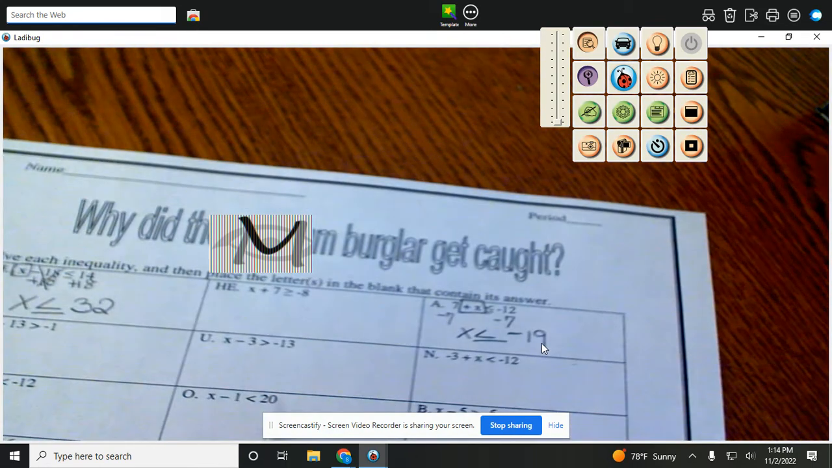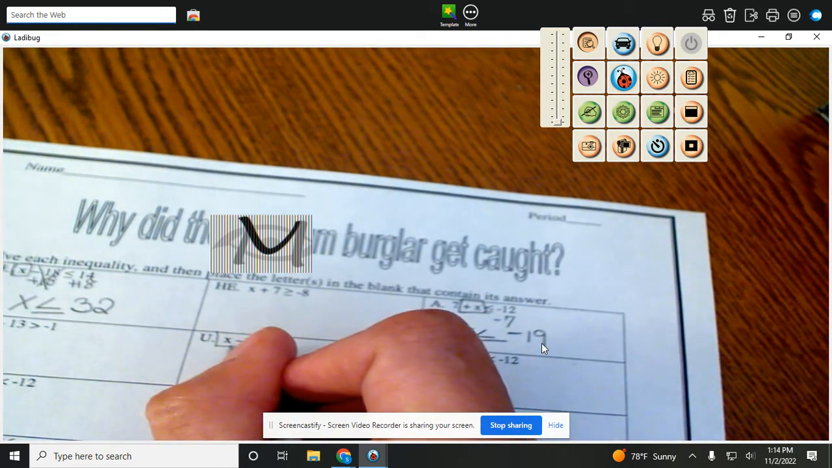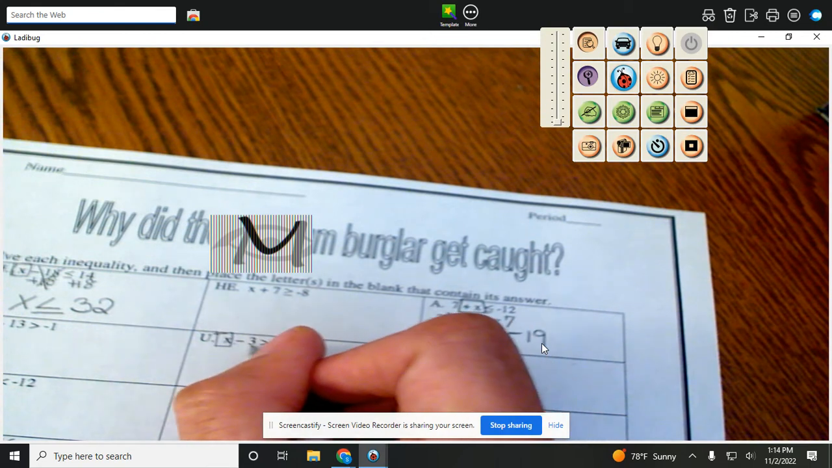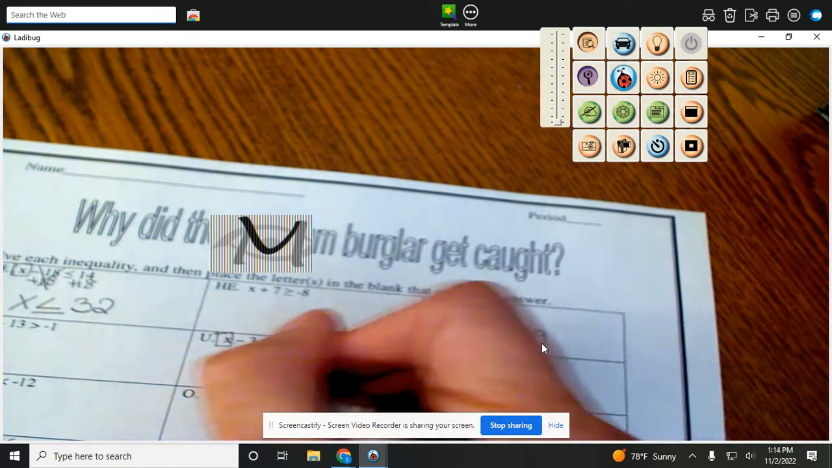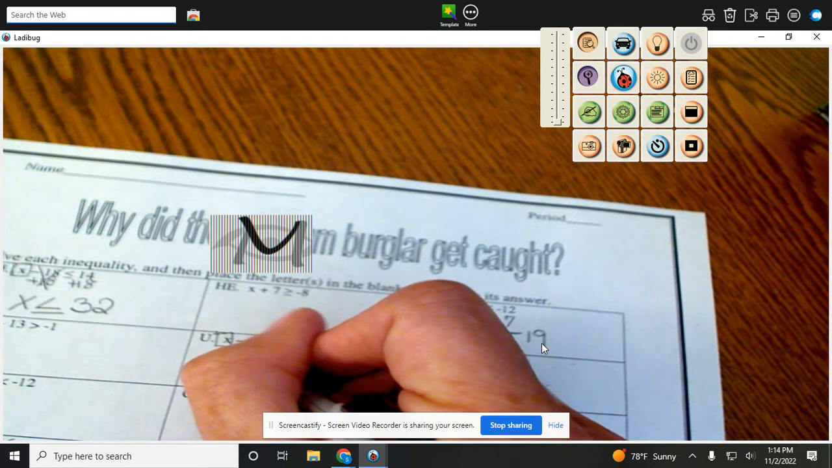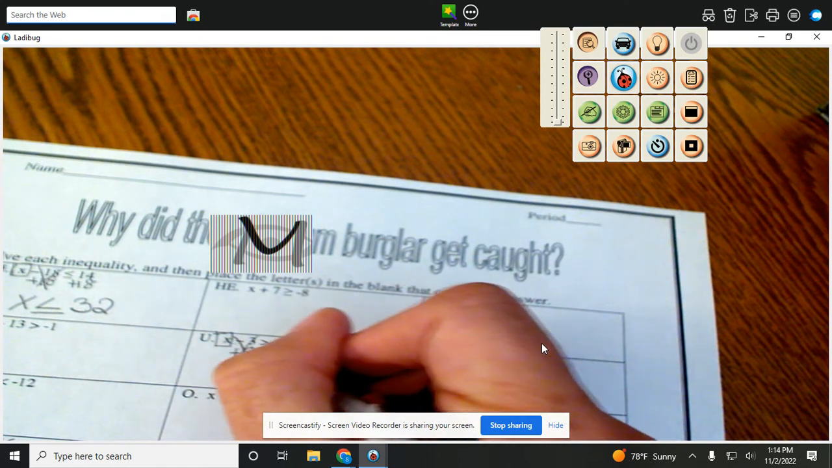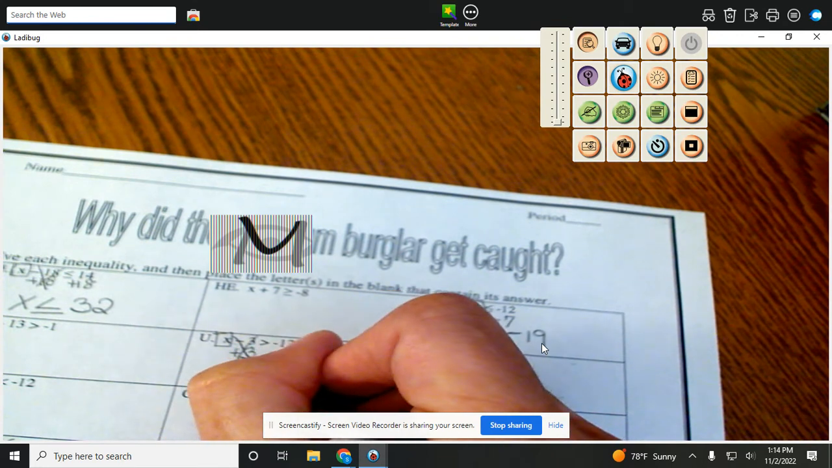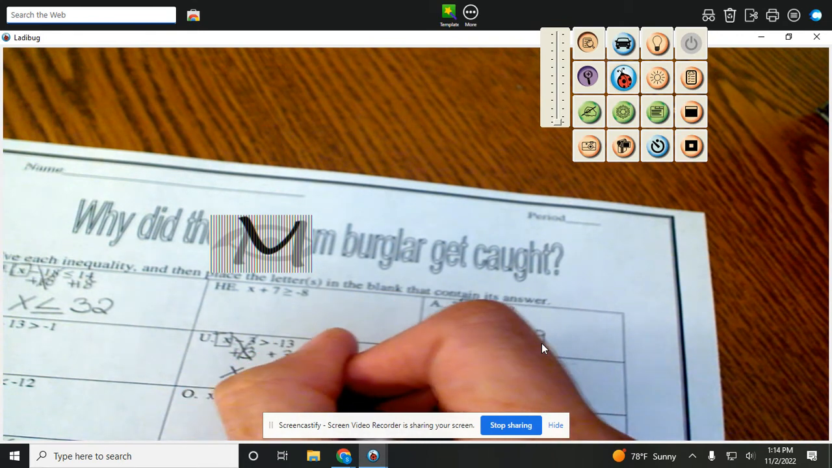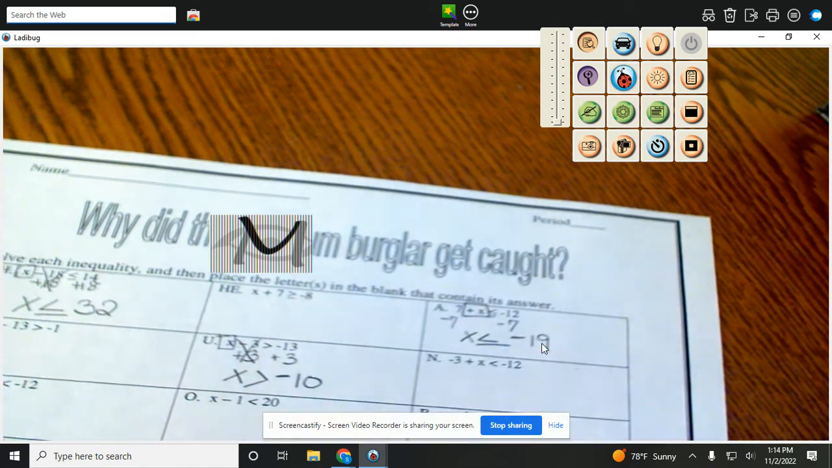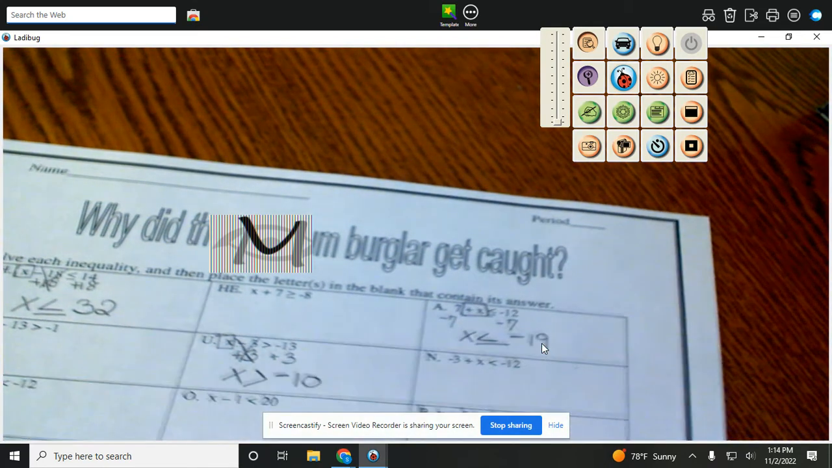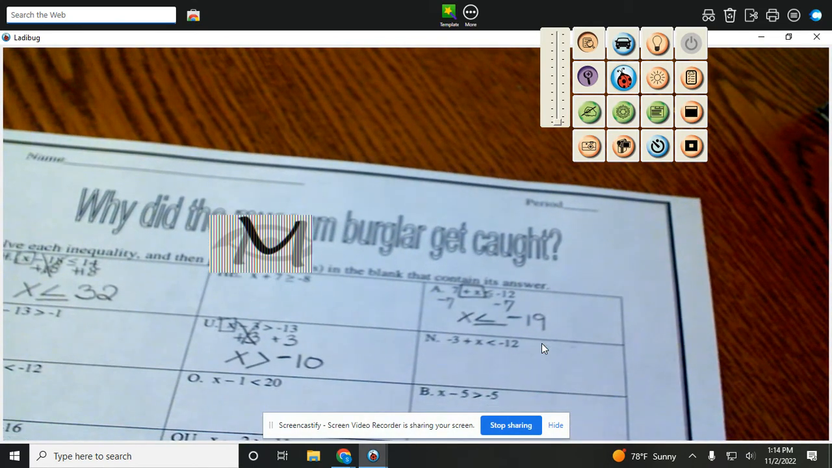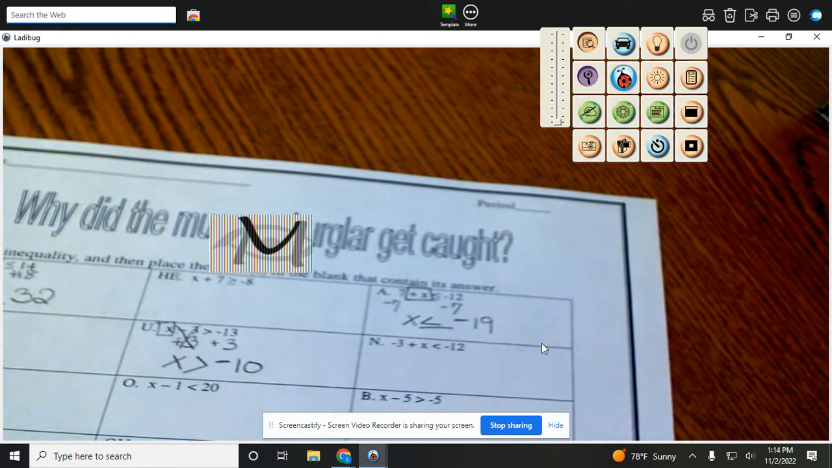If we go up here, we'll just do a few more together. We're not going to touch this guy right now. Opposite of -3 is +3. If we do it to one side, we have to do it to the other. So x is greater than -10. This is a great starting point for what we're going to be doing in this unit.